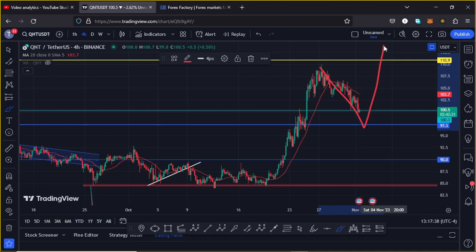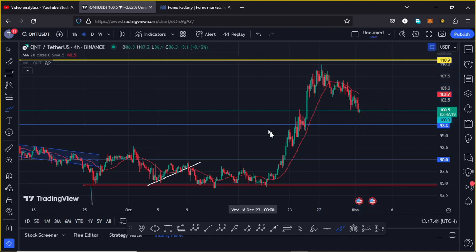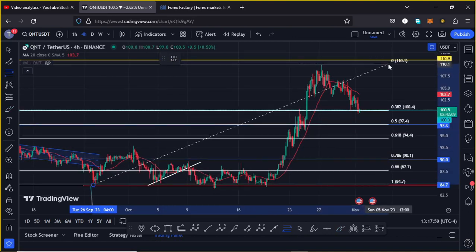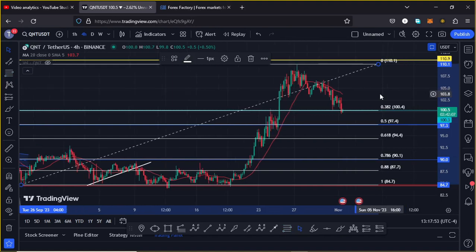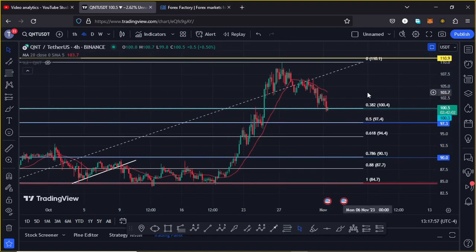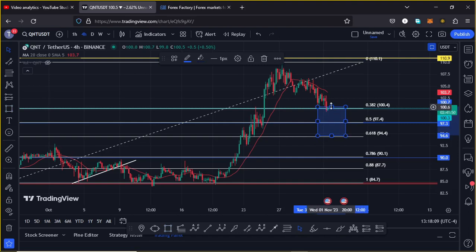And if that is the case, then using the Fibonacci's, connecting the fibs from the low at around the $84.5 mark to that high above the $110 mark, I get a minimum target area within which we can expect QNT to pull back into in the next coming hours between the fib level 0.382 and the fib level 0.618, and that is between the $100.4 mark and the $94.4 mark.